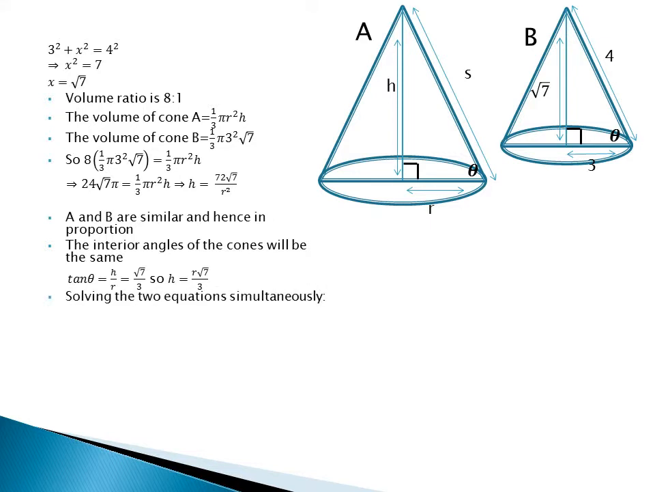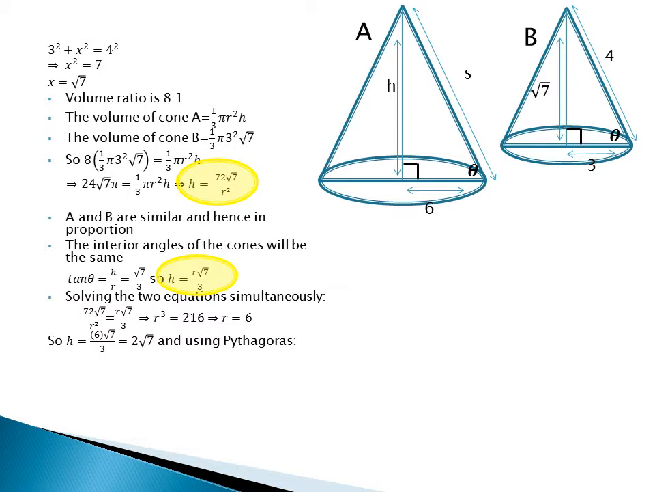And now we have two equations that say h equals 72 root 7 over r squared, and h equals r root 7 over 3. So we can equate these two. We say that 72 root 7 over r squared equals r root 7 over 3. So r cubed is 216, so r is 6. Put that onto your diagram.